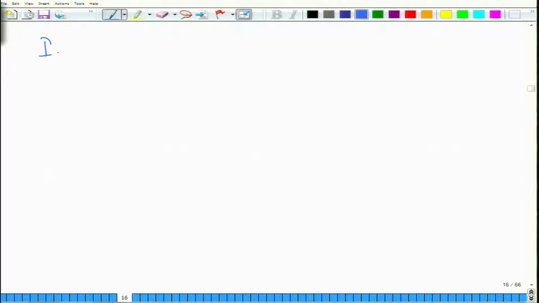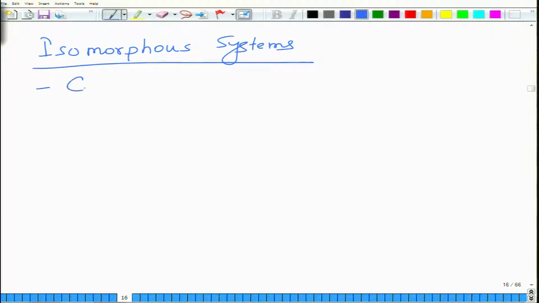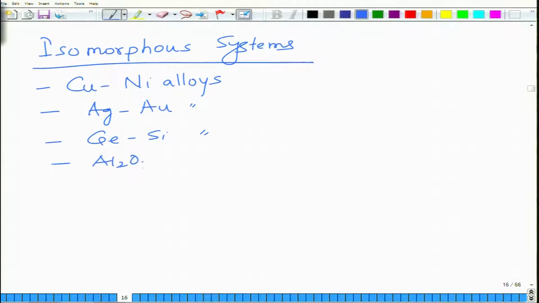So, basically isomorphous systems: you have copper nickel alloys, then you have silver gold, you have germanium silicon, and then you can have a pseudo binary system such as Al2O3 Cr2O3, where this is one component, this is another component. So, all of these make nice isomorphous, perfectly soluble systems.